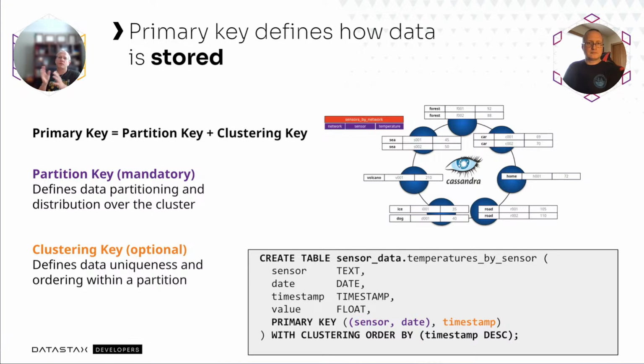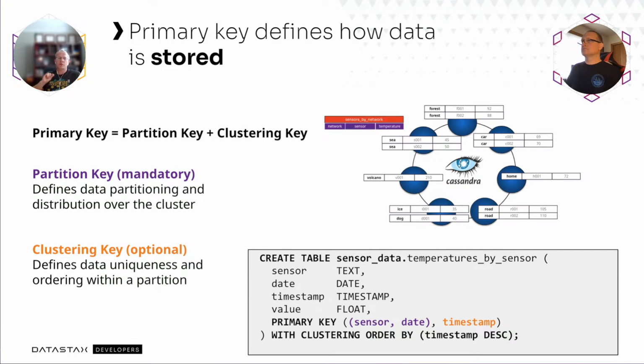And of course, we want to distribute uniformly. We don't want too small partitions or too large partitions. We don't want nodes with so many partitions and some other nodes with just one or a few partitions. So we want a uniform distribution across nodes. So designing partition key is important. And the clustering key, which is optional, is going to define data uniqueness and ordering within the partition.